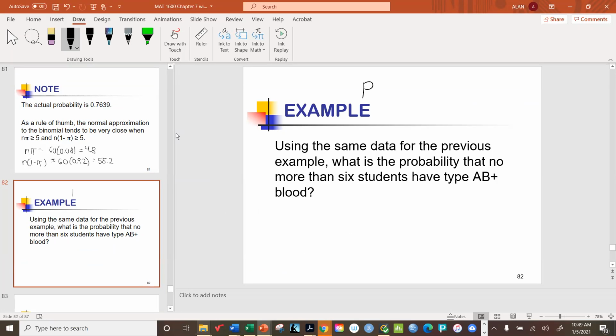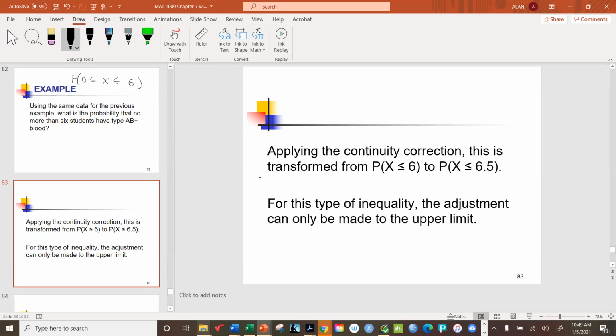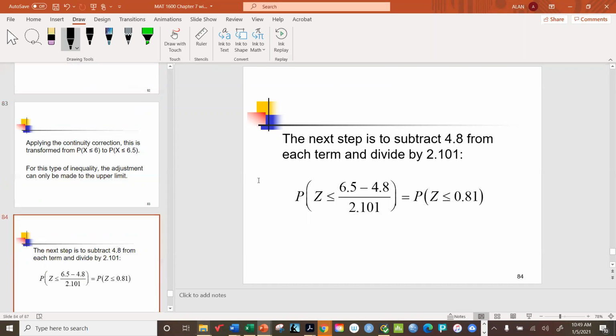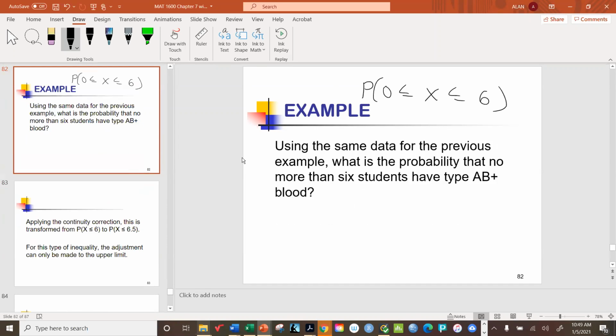So in other words, between 0 and 6. Okay. Now the continuity correction, in a case like this, we're not going to adjust the lower limit because we can't get below 0. So what we're going to do instead is replace this with 0 up to 6.5. Now the rest of it is exactly the same. Okay, the mean, the standard deviation, nothing has changed.